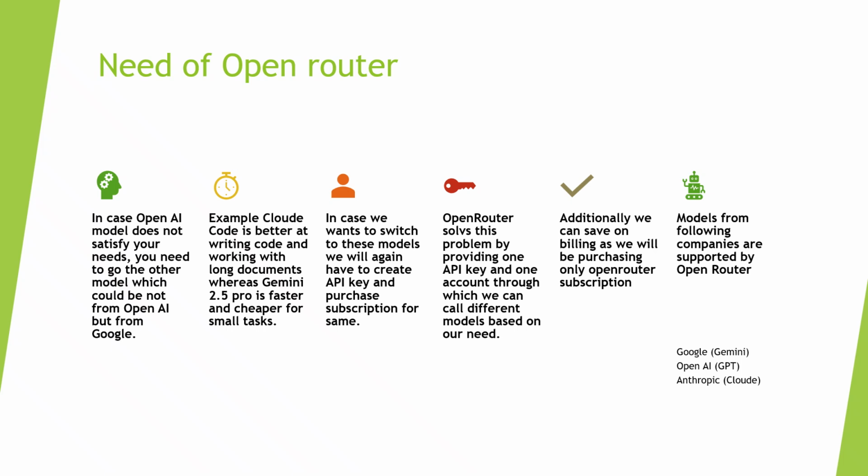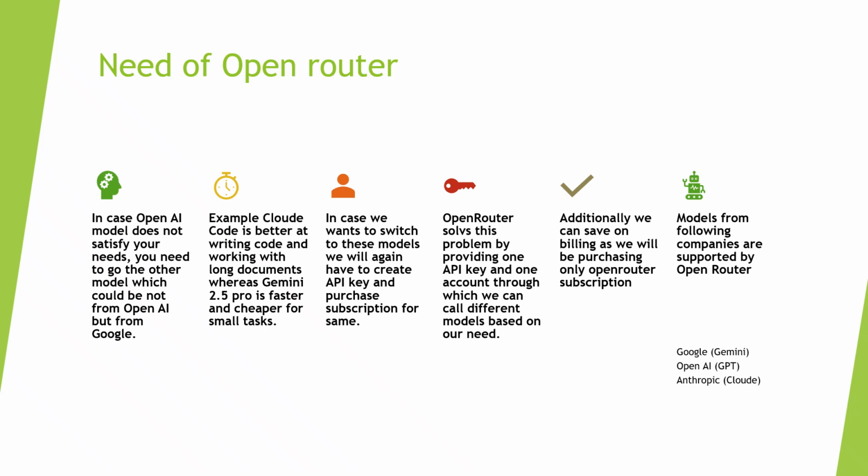So basically, in order to avoid this, OpenRouter came into the picture. What OpenRouter does is it acts as a kind of router when your business needs different models to be called based on your needs. OpenRouter solves this problem by having only one API key, and we don't have to maintain separate API keys.